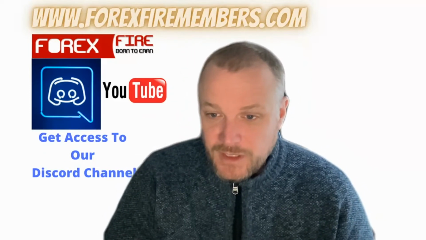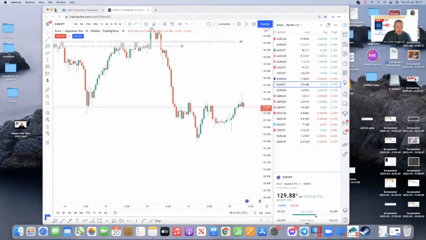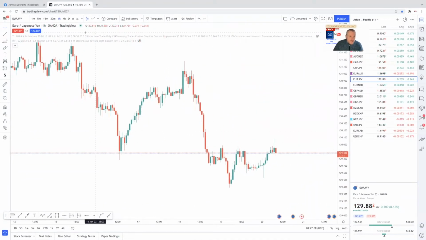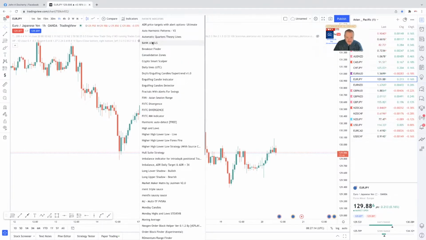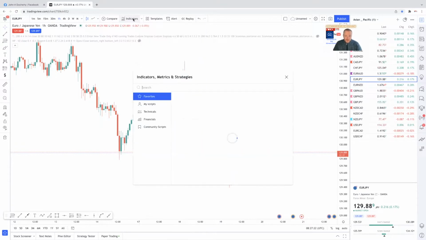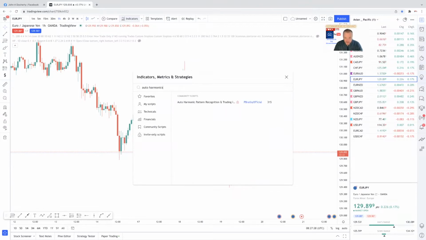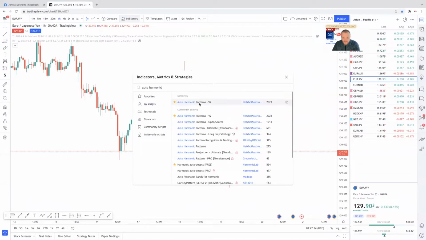I'm just going to share the screen, and if you can just persevere with me for a moment or two while I get set up. So what we're looking for to get set up on for the harmonics is the indicator Auto Harmonic Patterns V2. If we go into the search, auto harmonics, let's have a look. It's this one here, by He Who Must Know, and at this stage there's 2023 downloads on it.